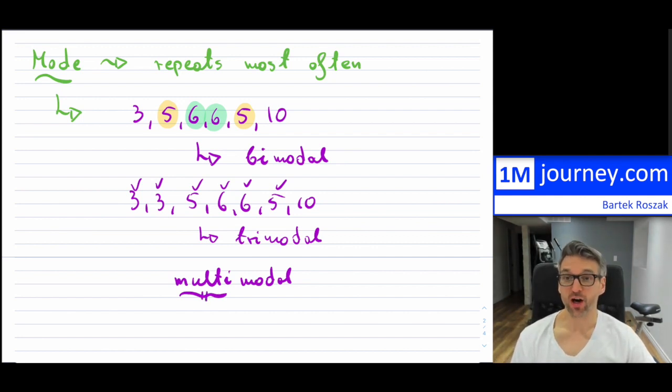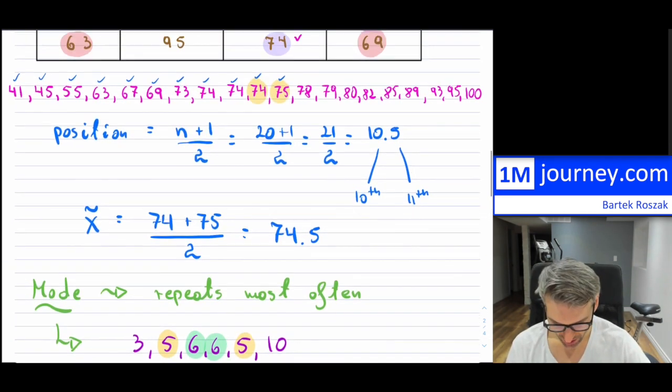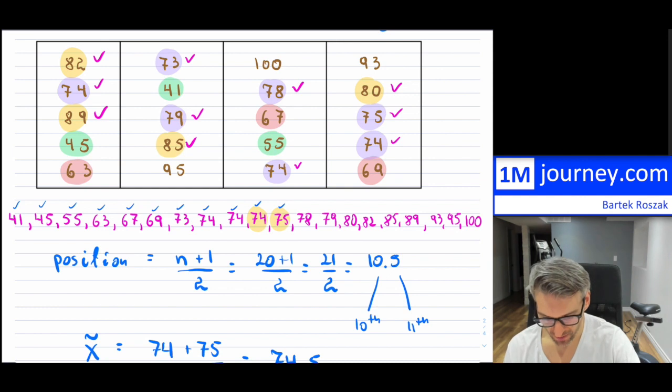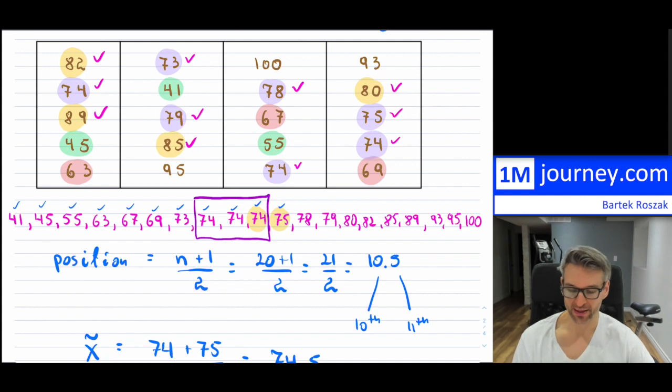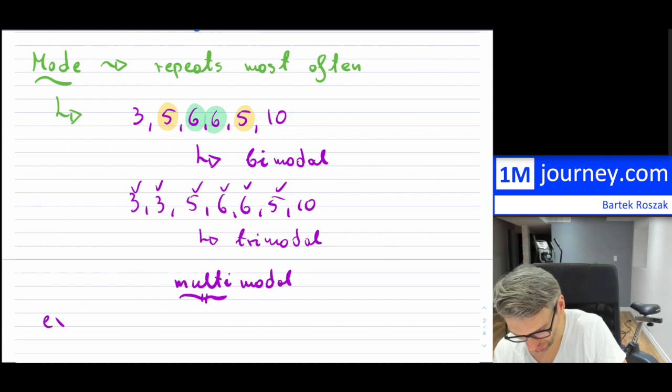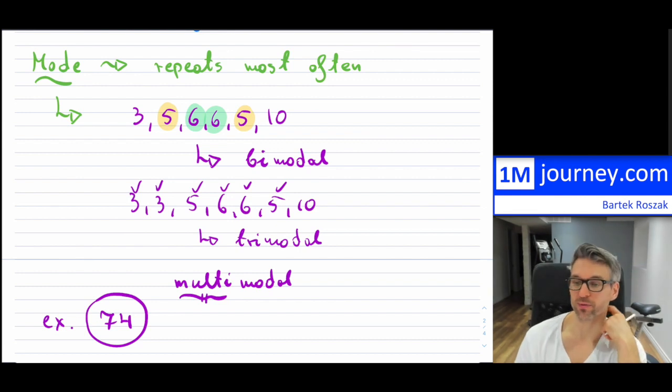Now in our data set, they're arranged already, and it was actually kind of easy to see which one repeated the most. The one that repeated the most for us was 74. Notice it repeated 3 times, and that's the highest amount. So ours basically just has a single mode. Our answer for the mode was 74, and it repeated 3 times. So the mode is your data point that repeats the most.